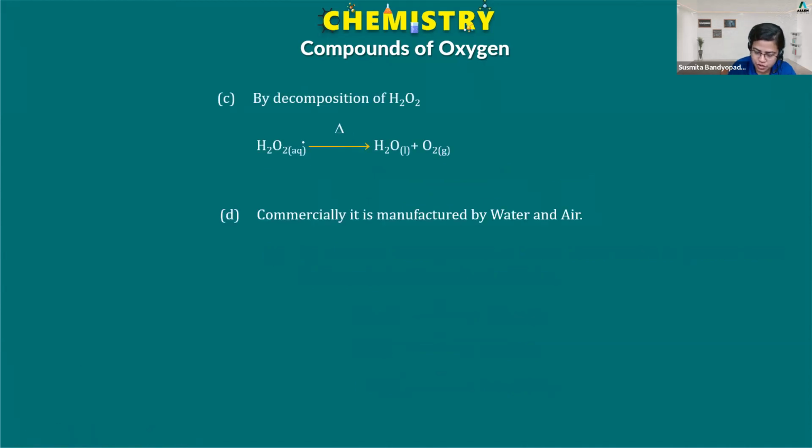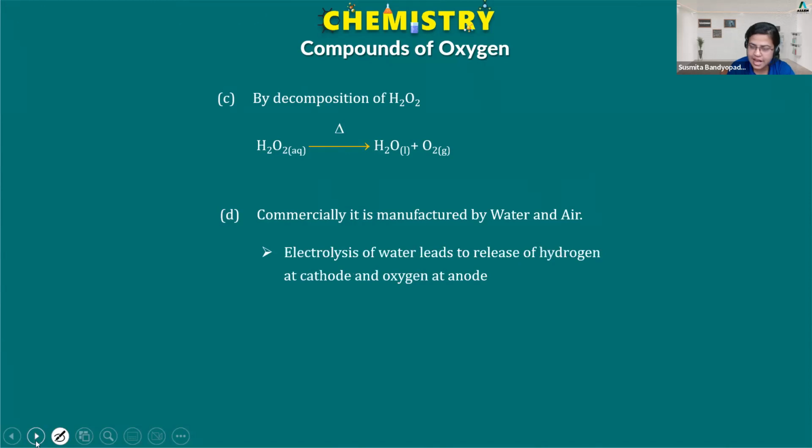H2O2 undergoes disproportionation, you know very well. And if you want to prepare oxygen, you can take to the electrolysis of acidulated water. You add some small amount of acid or base as a catalyst to water, and on electrolysis, oxygen gas will be produced.